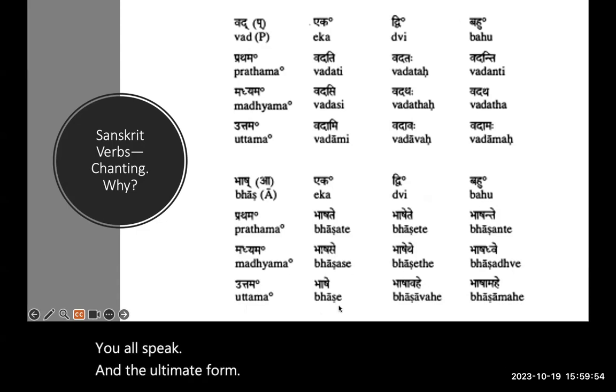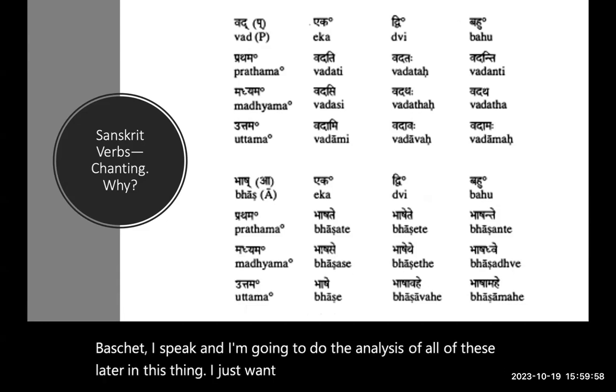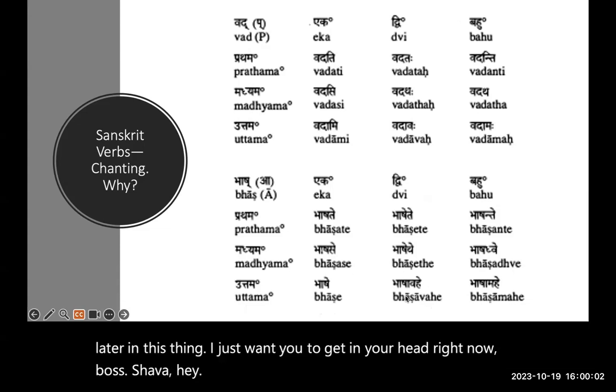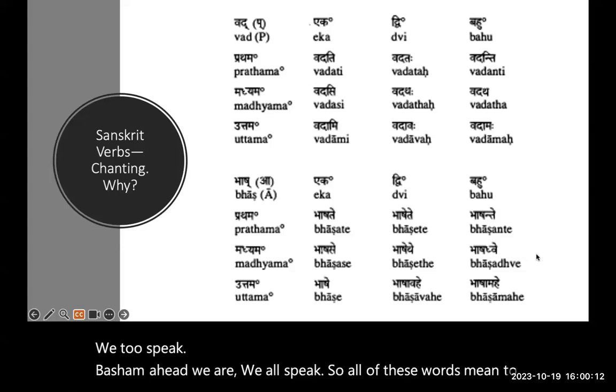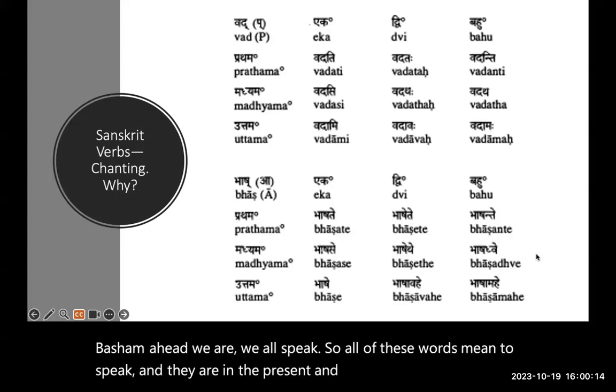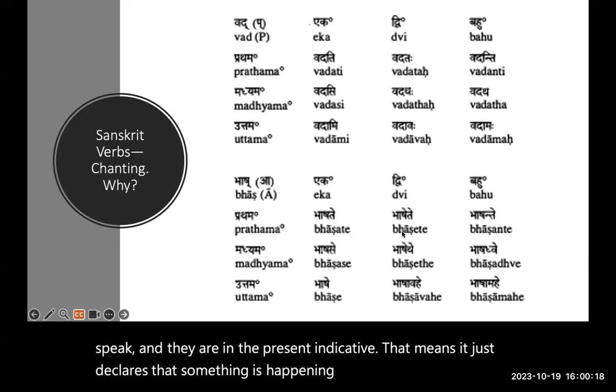In the uttama form, bhaṣe, I speak. I'm going to do the analysis of all of these later. I just want you to get it in your head right now. Bhaṣavahe, we two speak. Bhaṣamahe, we all speak. So all of these words mean to speak, and they are in the present indicative. That means it just declares that something has happened. It indicates.